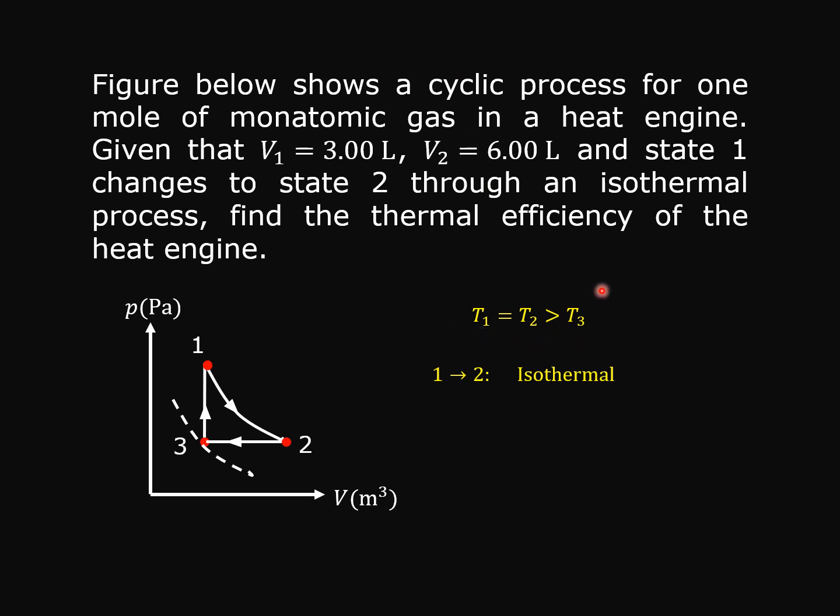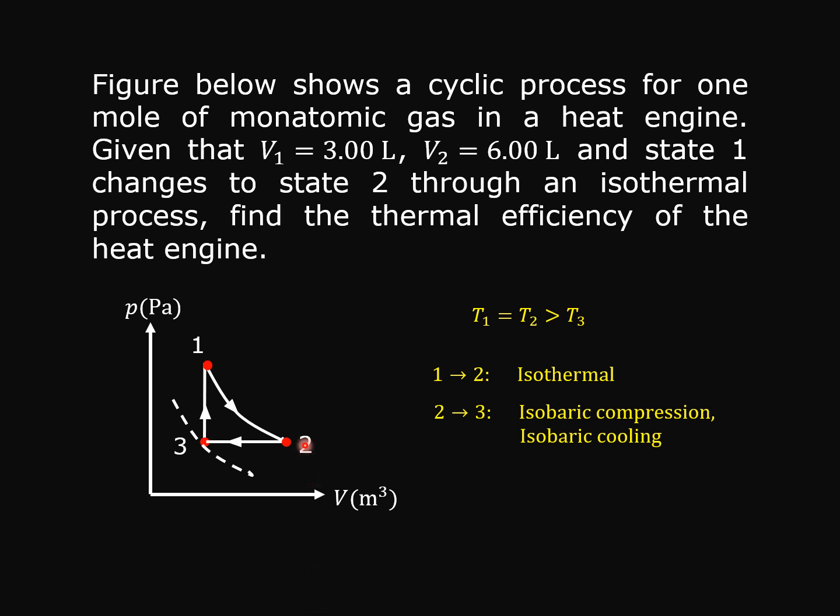Based on the result of the comparisons of the temperature for the 3 states, now we can look at the 3 processes that happen between the 3 states. The first one is from state 1 to state 2. This is the isothermal process, because state 1 and state 2 have the same temperature as mentioned before. So this 1 to 2 is the isothermal process, and this curve we call the isotherm.